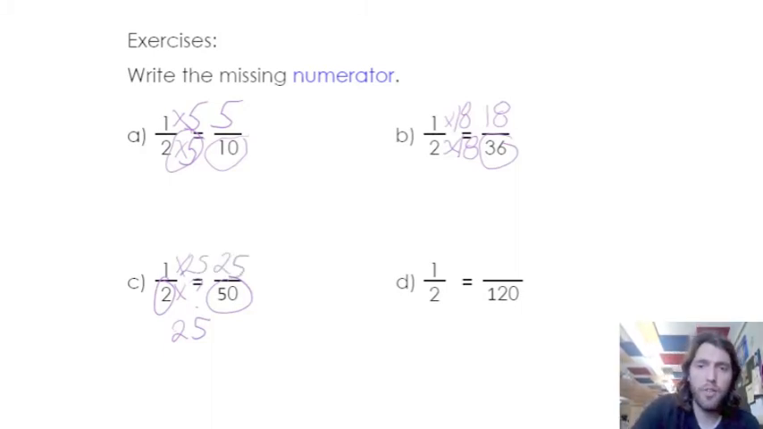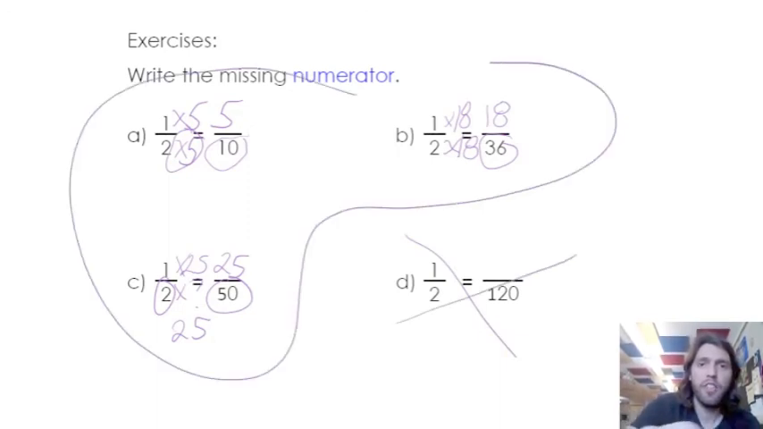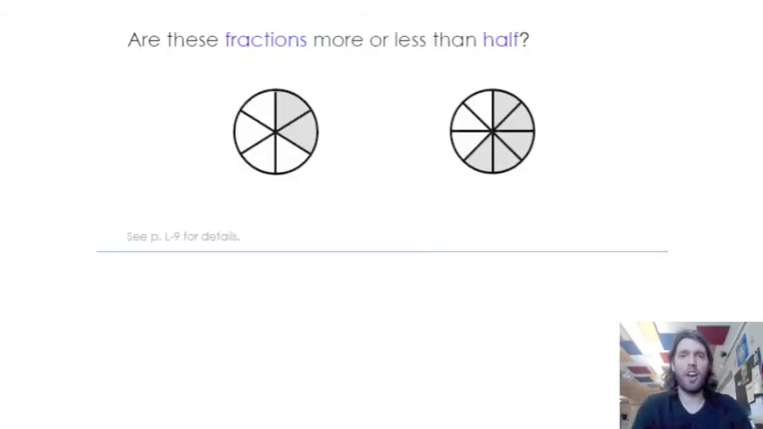You do not need to worry about this last one. If you are able to get these three here, then you're doing an excellent job. Let's move on. All right, here we need to see if these fractions are more or less than half. So let's take a look at these fractions together.